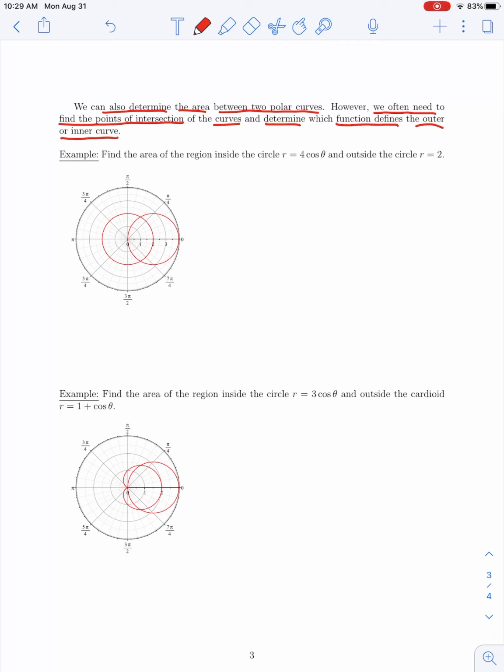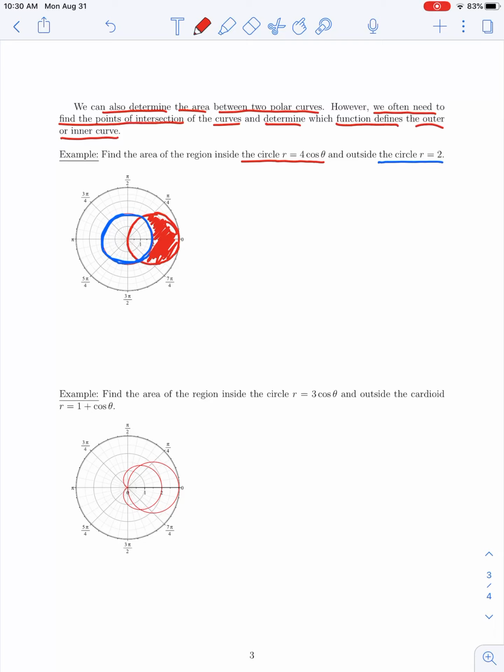In this first one, we're asked to find the area of the region that lies inside the circle r equals 4 cosine theta, which is the circle shown here, and outside of the circle r equals 2, which is the circle centered at the origin of constant radius 2. So the area that we're interested in is inside of this red circle, but outside of the blue one, so this sort of crescent shape shown here.